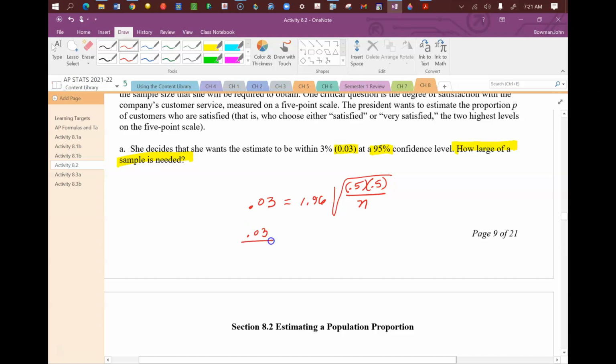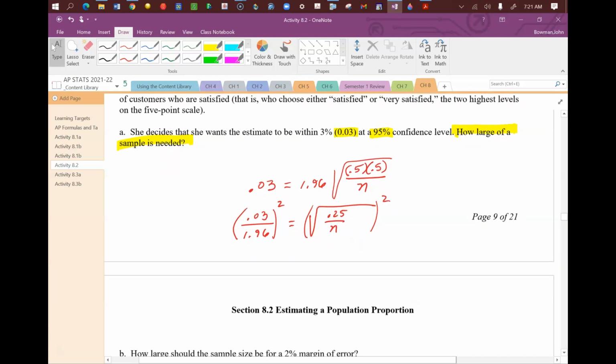Take both sides and divide by 1.96, and you have isolated the square root. So you've got 0.25 over n. Square both sides, and when you square the right-hand side, the radical goes away. So you end up with 0.03 over 1.96 squared equals 0.25 over n. My next step would be to take the reciprocal of both sides: 1.96 over 0.03 squared is equal to n over 0.25. Now, all you have to do is multiply both sides by 0.25, and you have your value for n.